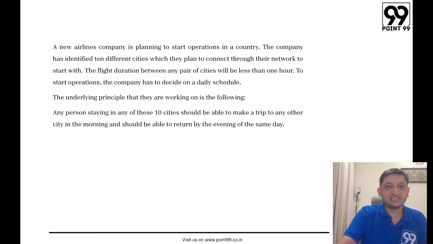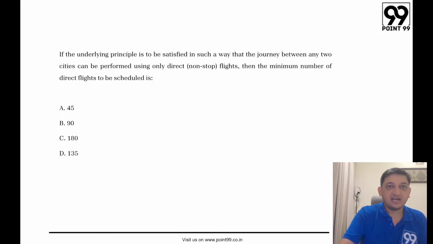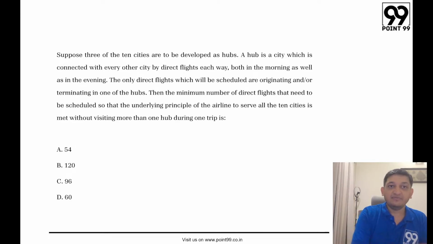Okay. So this is the first slide of the first set. This is the first question. So very basic information. There are 10 cities and you have to figure out how many flights are required. In the first question, the underlying principle is: what should be the minimum number of direct flights? As simple as that. Then we are talking about 3 of the 10 cities to be developed as hubs, and a hub is a city which is connected to every other city. This is the second question. So have a look at it on your own as well.